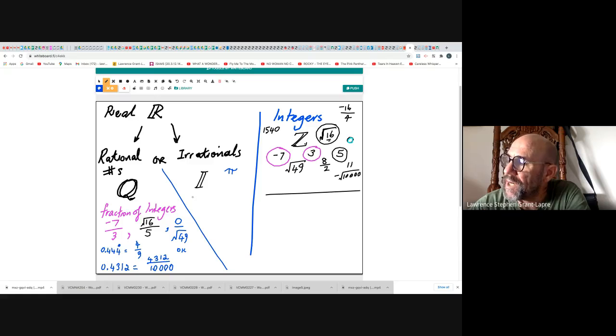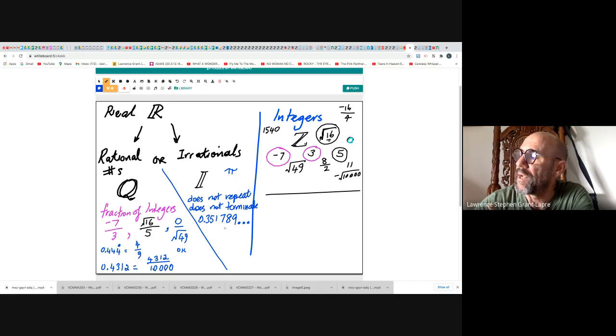But if it does not repeat and does not stop, okay, does not repeat, does not stop, I will use the word terminates, does not terminate, 0.351789, and so on, with no pattern and no terminating. It is irrational. Sometimes we're not really sure if it will be rational, because maybe it'll suddenly start repeating after 10 decimal places, and that's fine. So if you're not sure, you can say not sure.